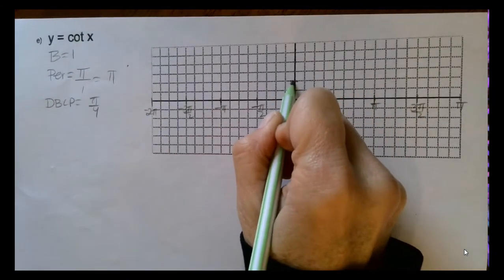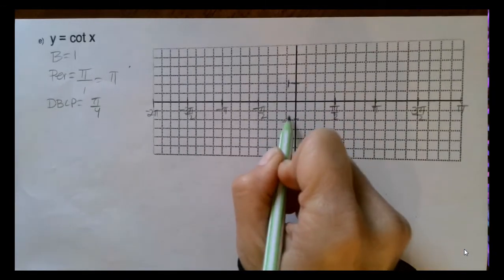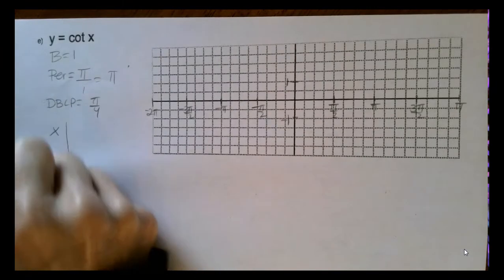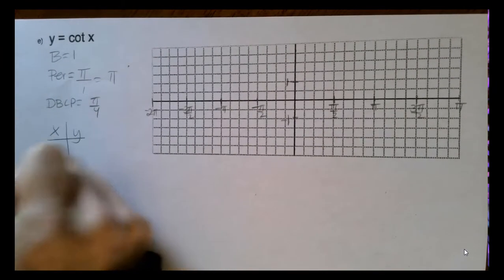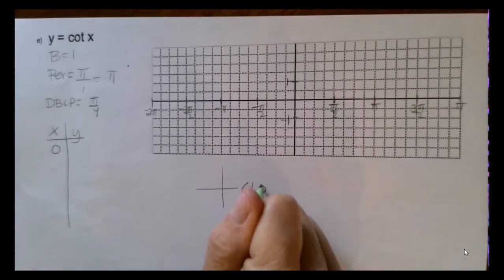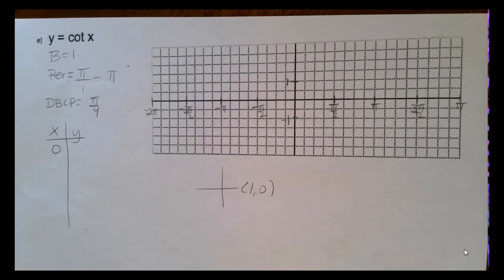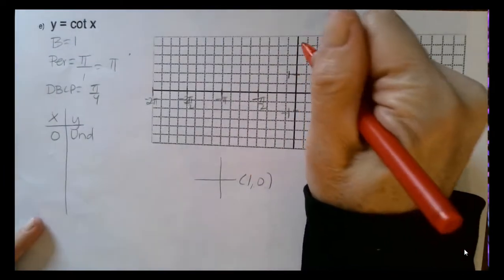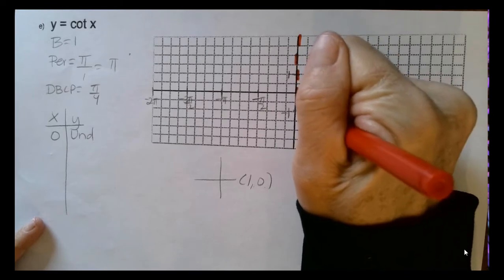And on the y-axis, go up 2 to make 1, go down 2 to make negative 1. And I'm going to make a table again. I'm going to start with 0. Again, think about your unit circle. At 0, the coordinates are 1, 0. Cotangent is x over y, so it's going to be 1 over 0. So at 0, it's actually undefined. So at 0, you're going to go ahead and draw in a vertical asymptote.